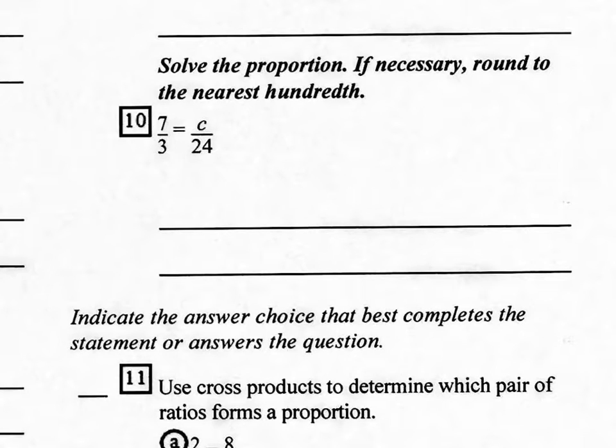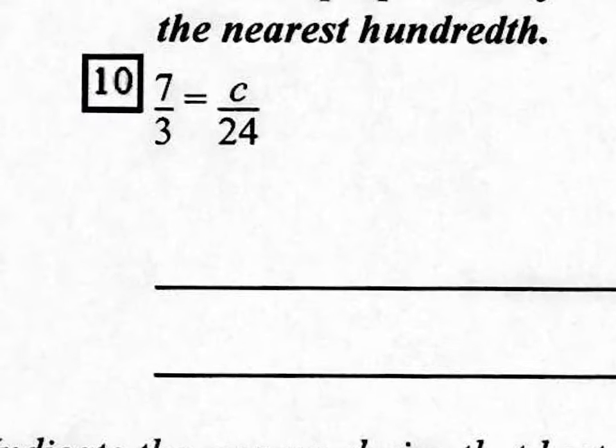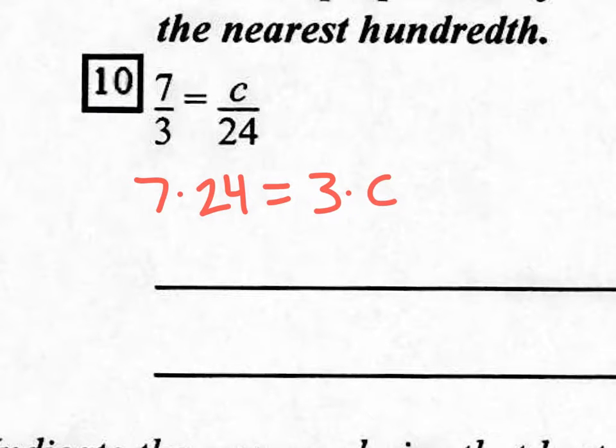Solve the proportion. You guys understand how to do that? It's just cross multiplying, right? So you're going to set up 7 times 24 equals 3 times C. It's cross multiplying, and then you solve the equation. You could use a calculator.